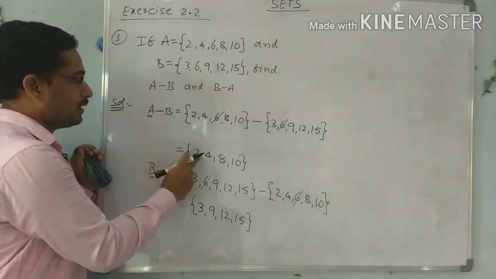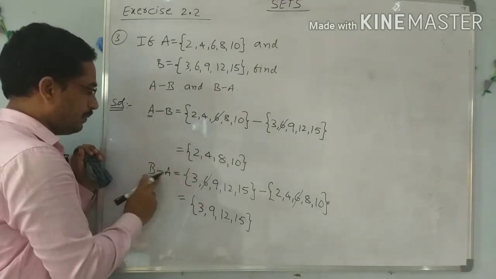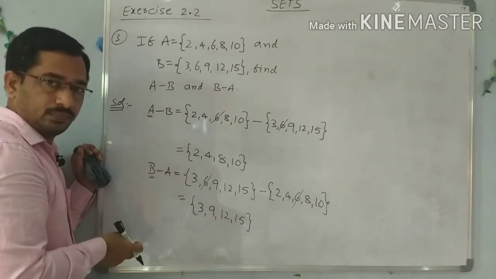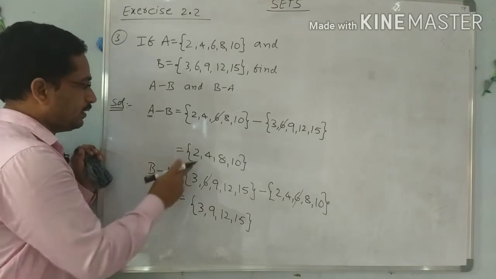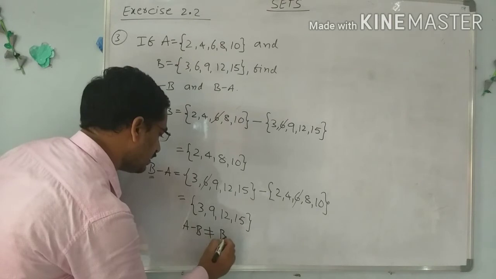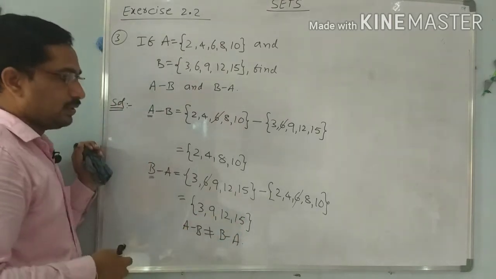Now see what you observe. A minus B elements are 2, 4, 8, 10. B minus A elements are 3, 9, 12, 15. Are they the same? No, they are not equal, they are different. Means in general A minus B is not equal to B minus A.